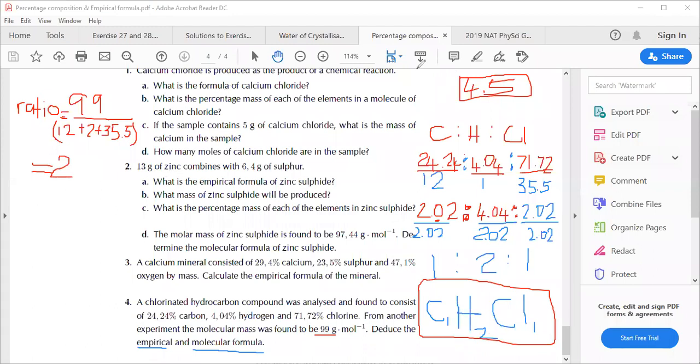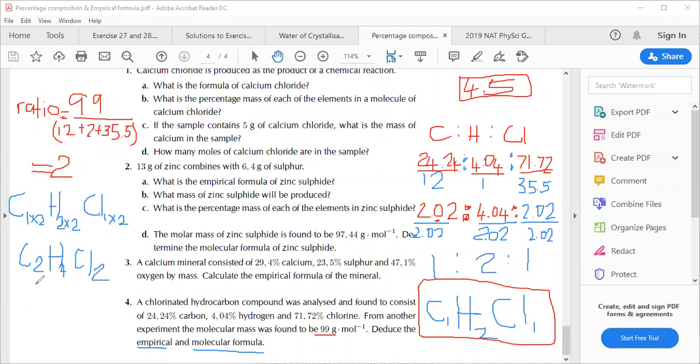So I go to my formula. My formula is this one here, which is C1. I'm going to multiply it by 2. Then I've got my H. My H was 2. So I'm going to multiply this 2 by 2. Then I'm going to go to my Cl. It's 1 times 2. So my final answer is going to be C2, H4, and I've got my Cl being 2.